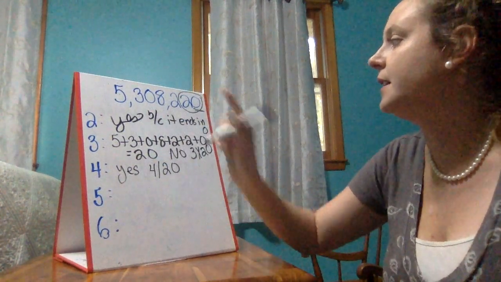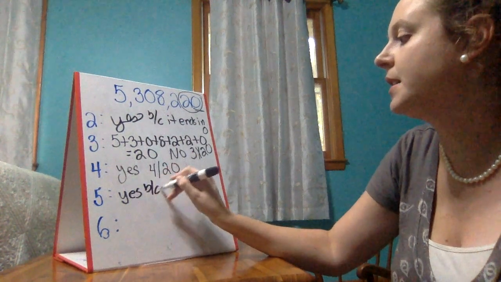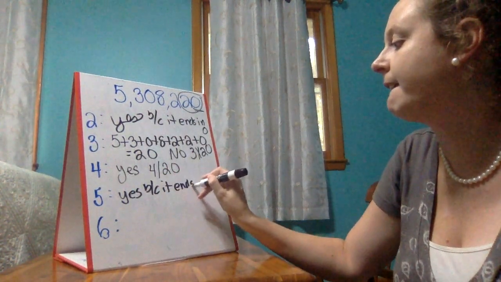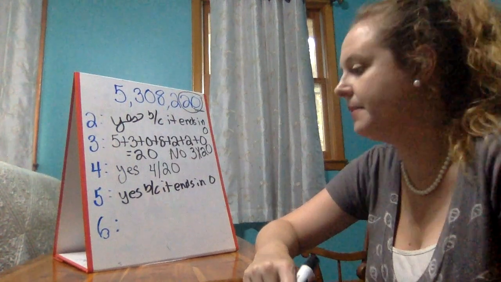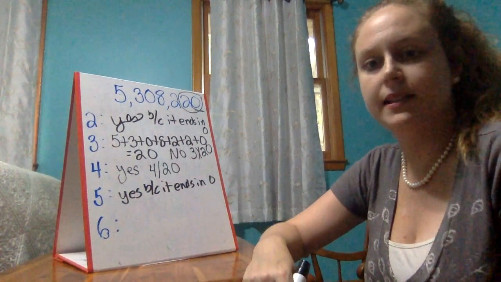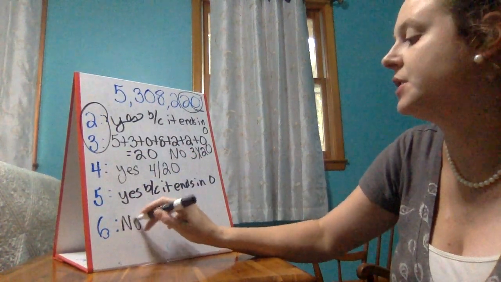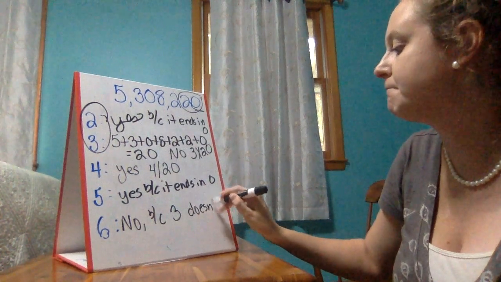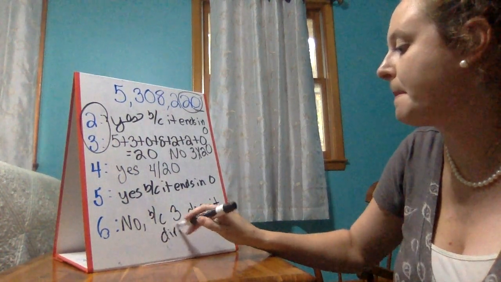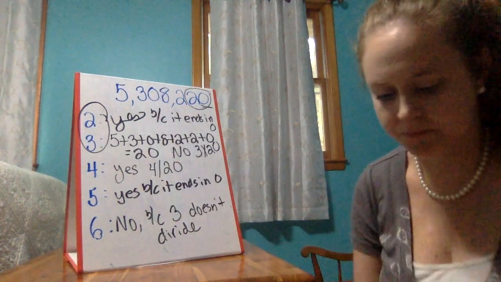For 5, I look at my last number. Again, it's yes because it ends in 0, or something to that effect. It doesn't have to be those exact words, but something similar to that. For 6, I have to see if it works for 2 and 3. So the answer here is no, because 3 doesn't divide the number. If 3 had worked, then it would have been yes. Right, we got a few more rules.